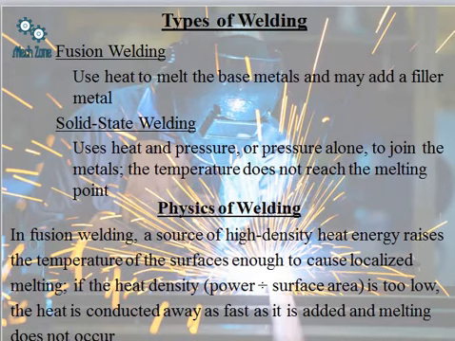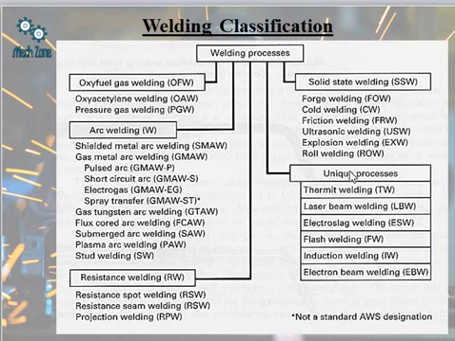So we have to reach above the melting point. So here is a quick classification of the different welding processes. You need to have an idea of each and every process because any of the processes may be asked, and this is very important. Classification: oxy-fuel gas welding, where we are using oxyacetylene, and pressure gas welding.